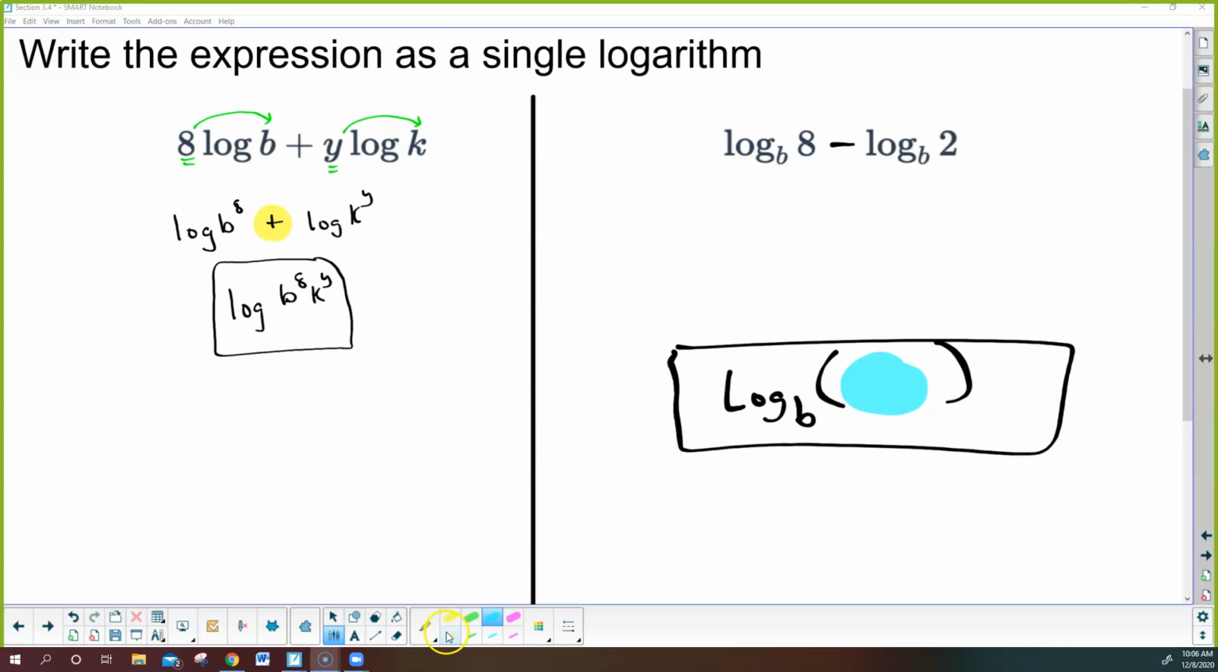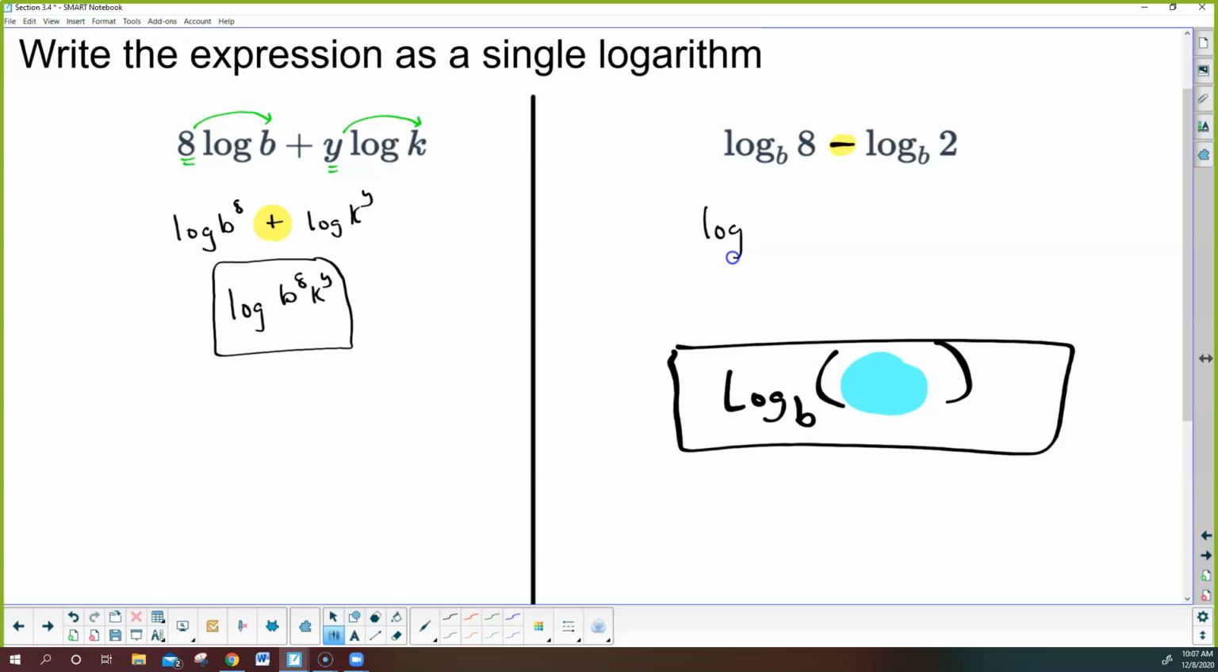Let's take a look at this. Now we have to really kind of think of what's going on here. So right now I see the quotient side. Okay, so I see subtraction, which means I need to write this as a quotient. And that's the first part.